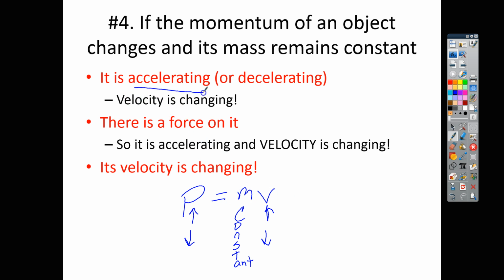So it is accelerating or decelerating because velocity is changing. There is a force on it, so the only way to have a force is to have an acceleration. And so if there is an acceleration, we know there's a force. And we also know that its velocity is changing. So this is the important part. That tells you that it's accelerating, and then the acceleration change tells you that there's got to be a force on it. So all those things come together.